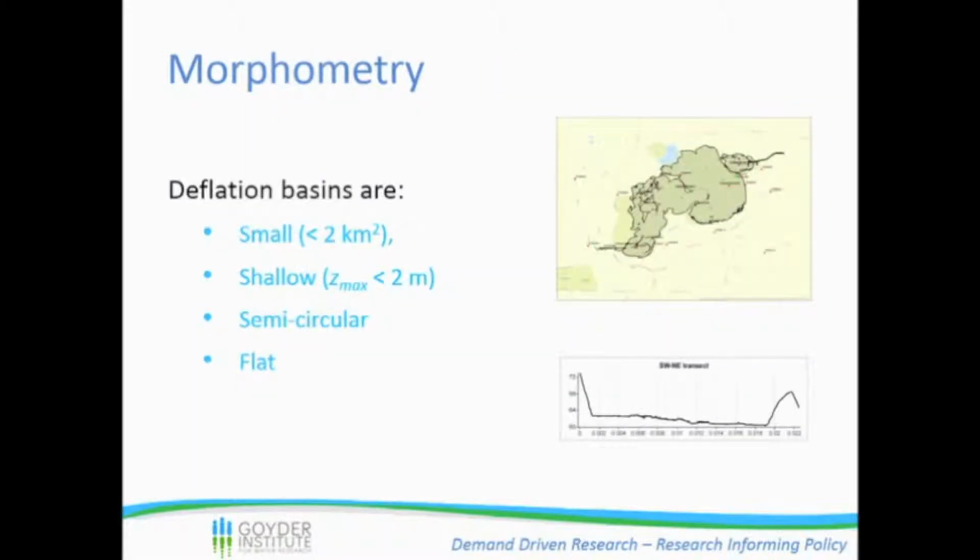And finally, a key feature for wetlands is their morphometry. And the type of wetland that we're focusing on are the deflation basins. The sort of wetlands that you see in places like Bull Lagoon are fairly shallow, small, and semi-circular. And the key challenge there is that they're so shallow. Very small differences in their morphometry can make a significant difference in their water regime.